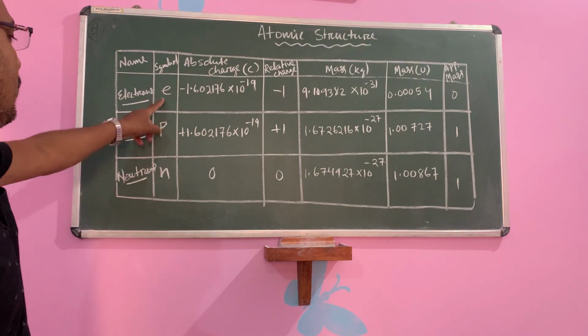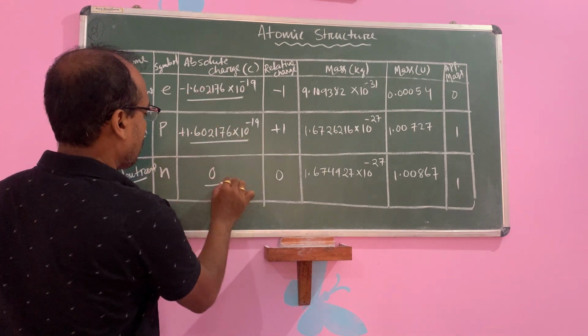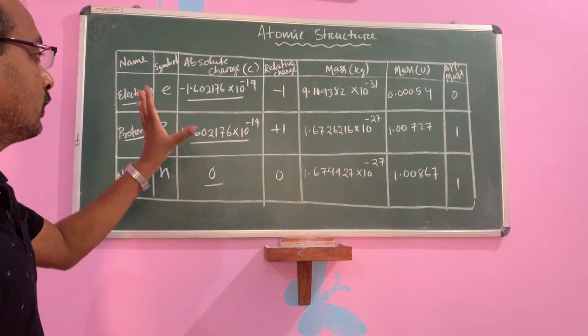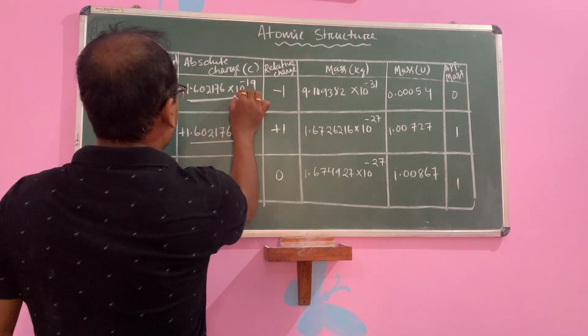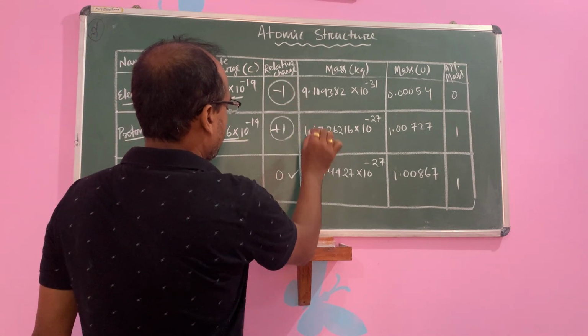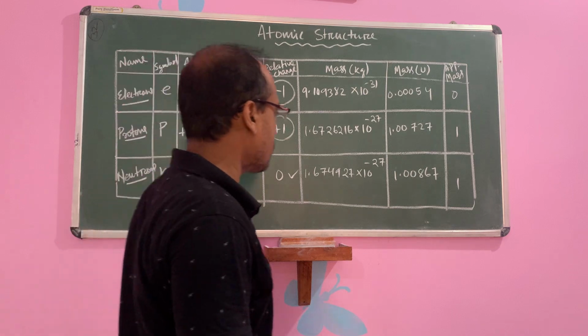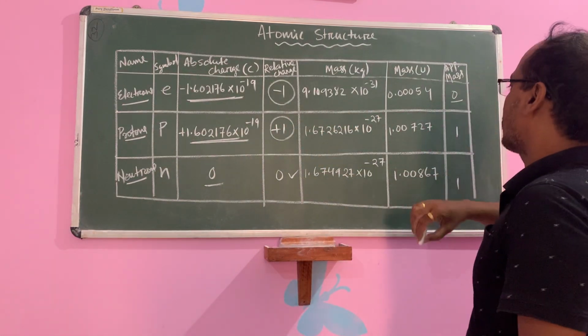Okay, the symbols are e, p, n, and you have to remember the charge. This table is most important. Okay, this charge is important. The relative charges are -1 and +1. This one is 0, the neutron having no charge. Okay, and the approximate mass: the electron has approximate mass 0.